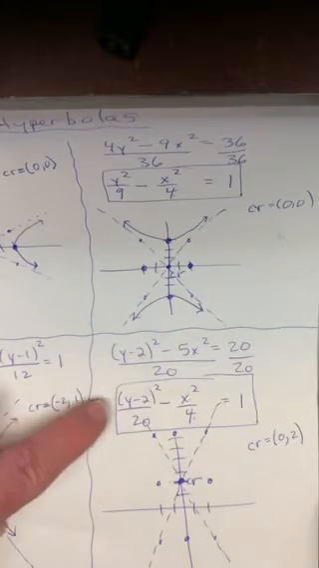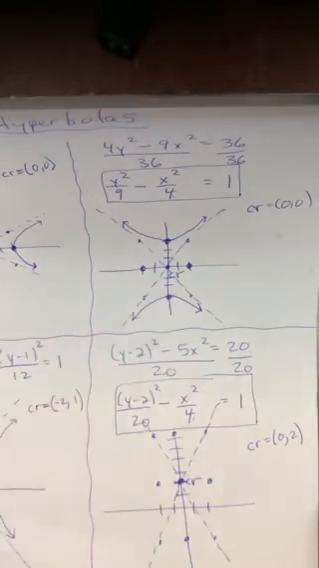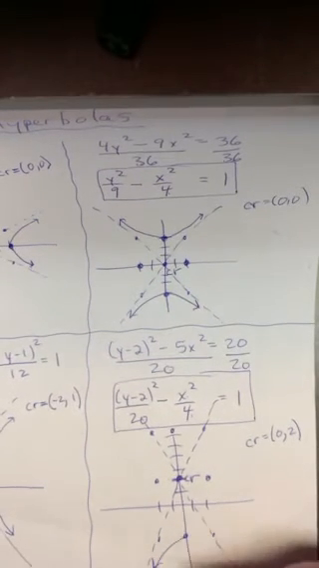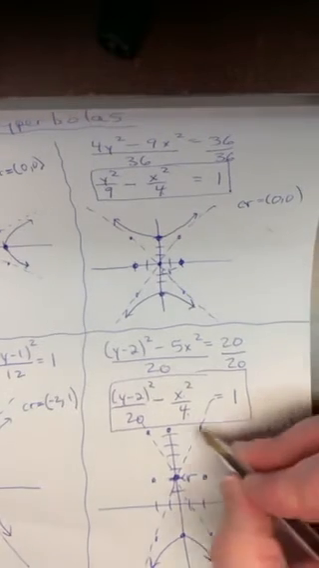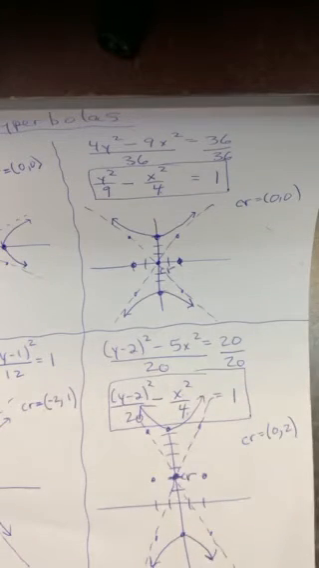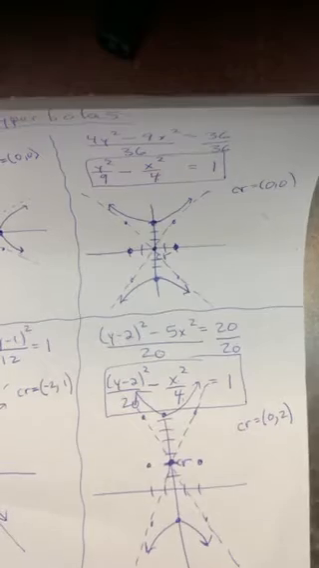And because the y squared is first, it opens up and down along the y-axis. So it's fairly narrow, opening downward, and it's going to be a little hard to see, but it opens upward right there. Wow! And I did it. I drew my hyperbola. Okay?